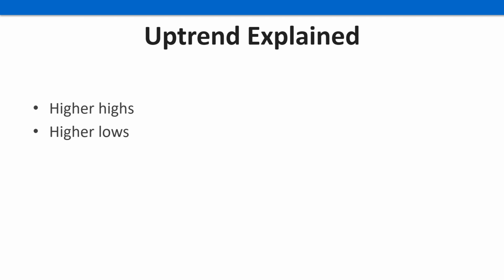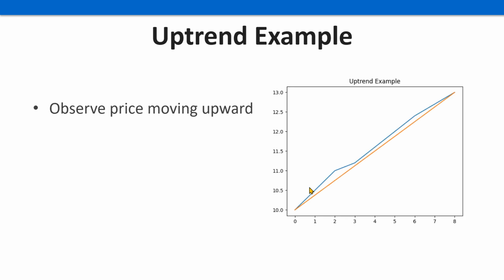An uptrend is when price makes higher highs and higher lows. This shows buyers are in control. Strong uptrends often continue until structure changes. Here's an example. On this chart, you can see price gradually moving higher. Each low is higher than the previous low. The trend line helps visualize the overall direction.